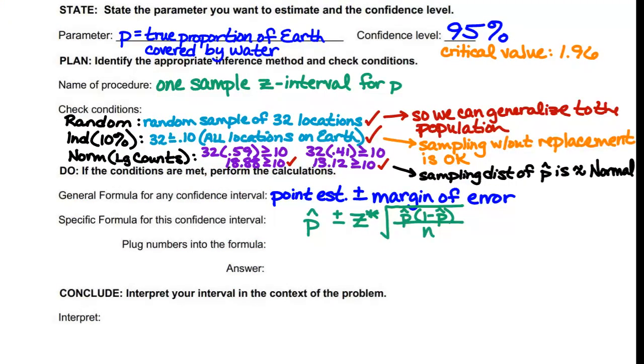What does the star mean? It means it's a critical value, and the z is for the normal distribution. So we have a critical value for the normal distribution. That's what z star together means.